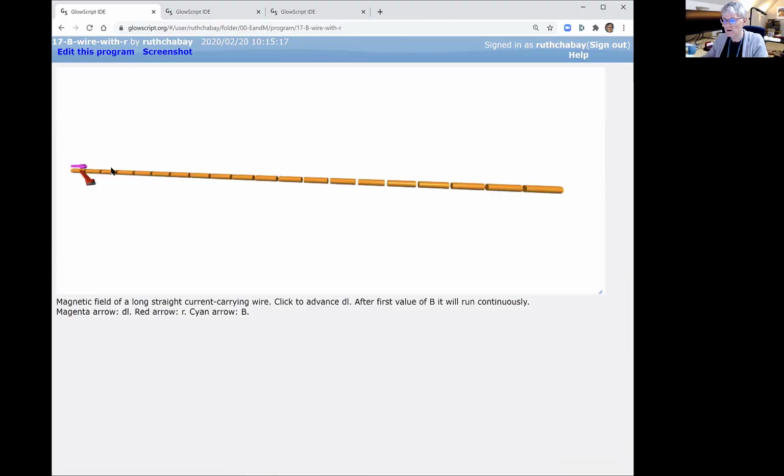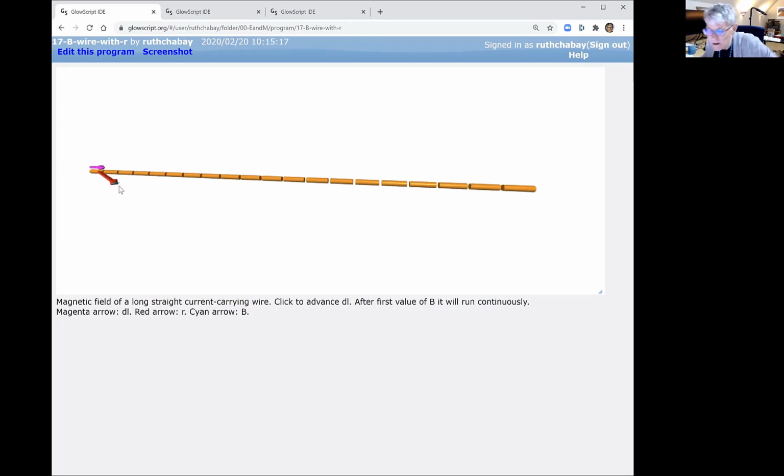Okay, so here we have a current carrying wire. The current is running from left to right, and we've divided it up into segments. So this little magenta arrow is now our delta L, for this very first segment, and it's pointing in the direction of conventional current flow. So this is the direction that these imaginary positive charges are flowing. And the red arrow is R, so our observation location is right here at the left end of the wire for now.